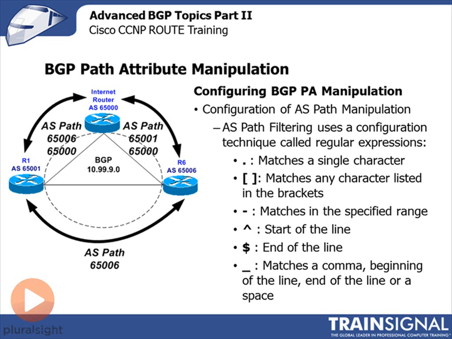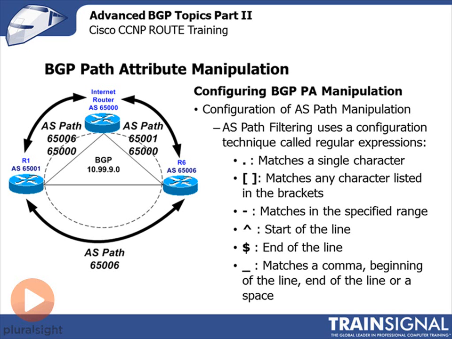So there are several characters to keep in mind that you can use in your regular expressions. The period or dot matches a single character. So if you only wanted to match AS path numbers with 5 numbers, you could do ... just as an example. You can use brackets to match a character listed in the brackets. You can also use the brackets together with the dash to match an entire range. The caret symbol, and these next two are very important. The caret symbol is the start of the regular expression, start of the line. The $ is the end of that particular line, so keep that in mind. And then the underscore matches a comma, beginning of the line, end of the line, or a space.